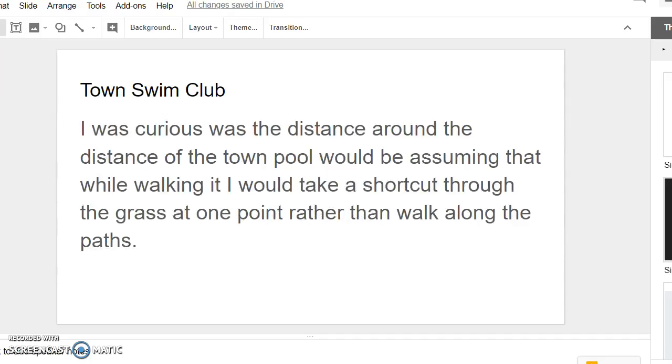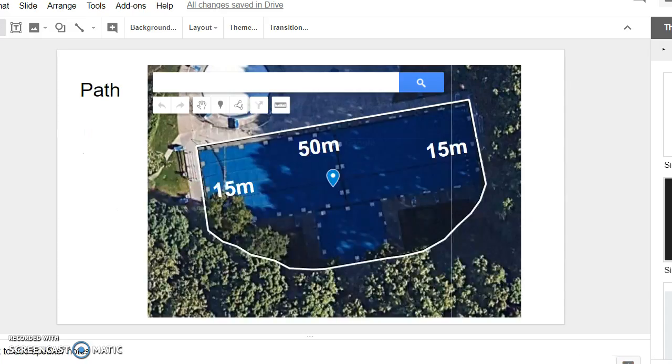So I wanted to find the fastest distance to get around the pool at my town swim club, and I determined that the fastest distance would, rather than be walking on the concrete path directly outside the pool, would be doing that for 3 of the edges, but taking an arc length path around through the grass around the side of the pool where the diving board is. So you can see that right here.